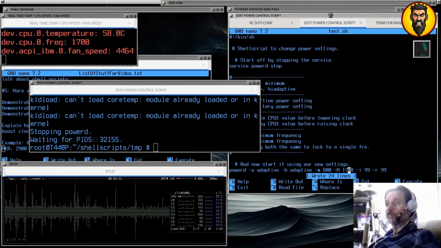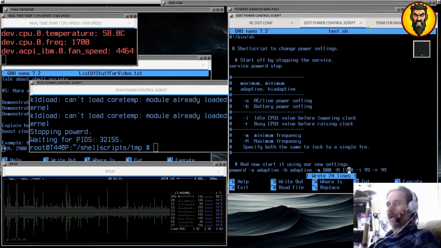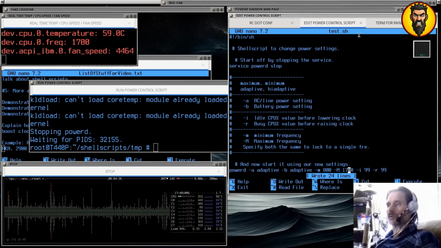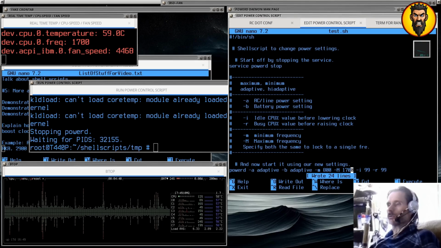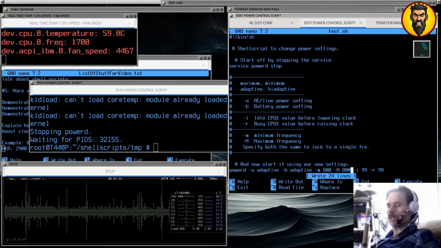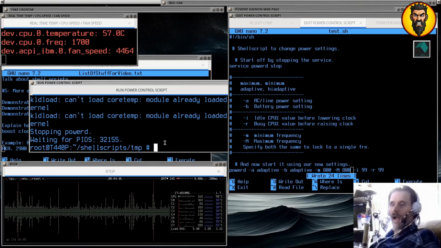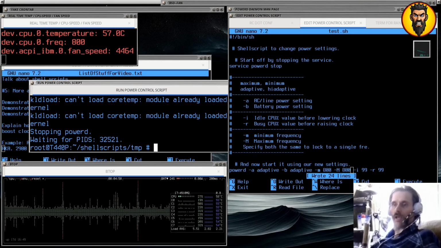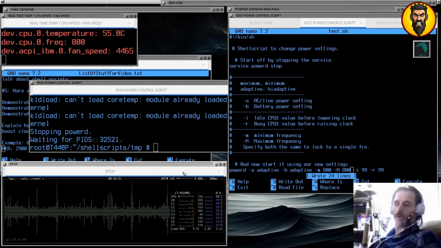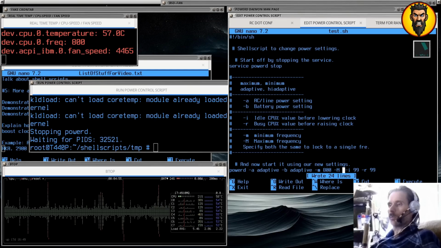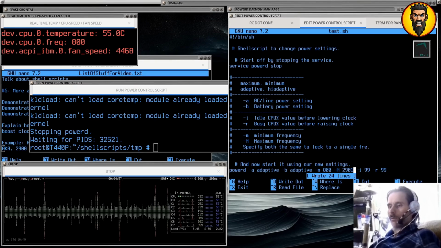Now, we know that we have a maximum boost of 2901, right? So what we're going to do is set this back to 800 for a little bit, just so we can get a little bit on the graph down here, so you can really see how well this works. Okay, so we locked it back to 800. We're going to let this buffer out a little bit. We're going to set this to 2901 while we're doing it. We're going to save it.